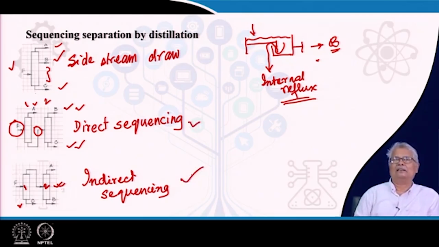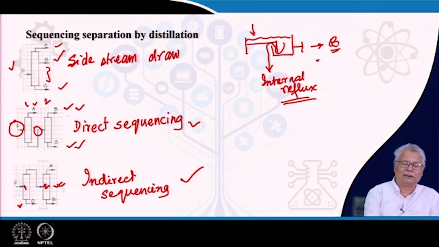So, one advantage of this is, or rather by looking at the direct sequencing and indirect sequencing, we can see that such a sequencing method becomes very useful in reducing the investment cost when one of the product is in large quantity. So, if you take out the large quantity first, the later columns that you have to add are usually of a smaller diameter, and that helps the economics. But in any case, this could be an advantage only when the separation is rather important between either B and C in case of direct sequencing and A and B in the indirect sequencing case.